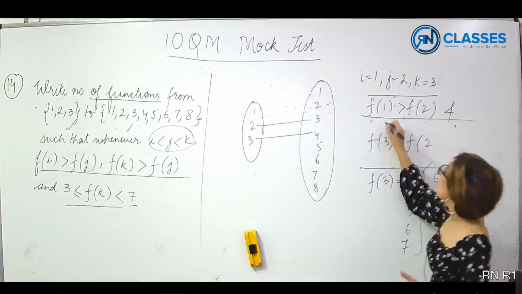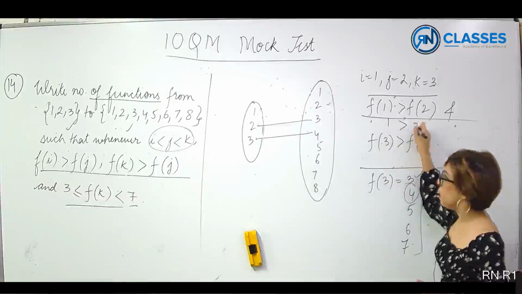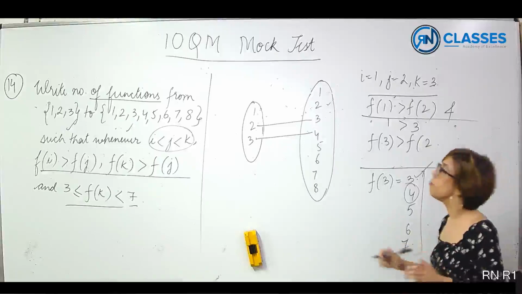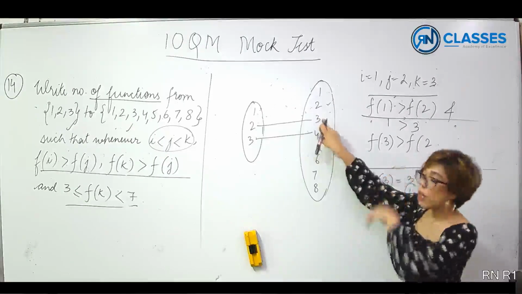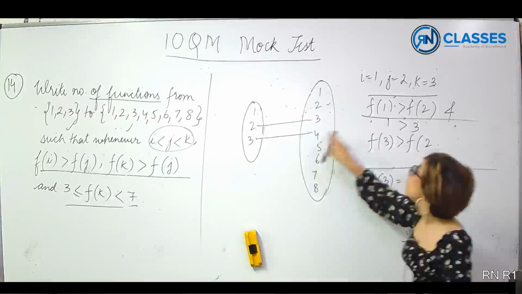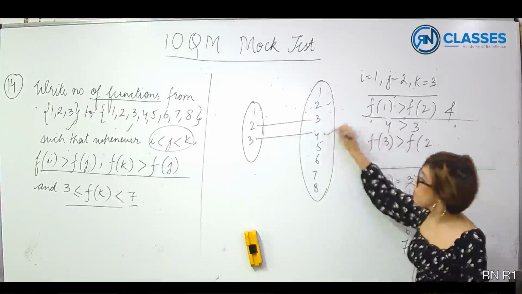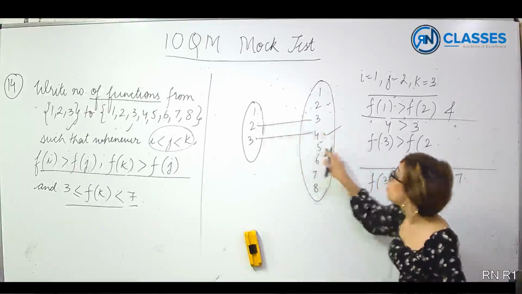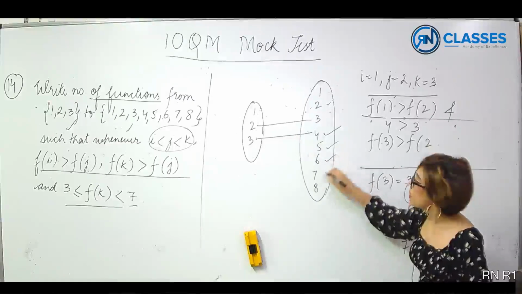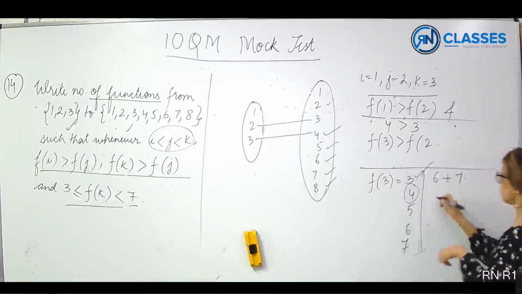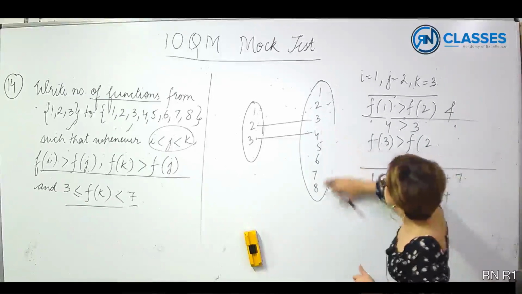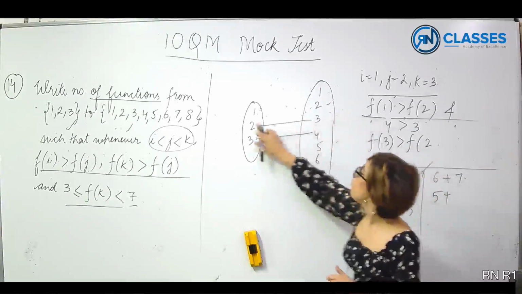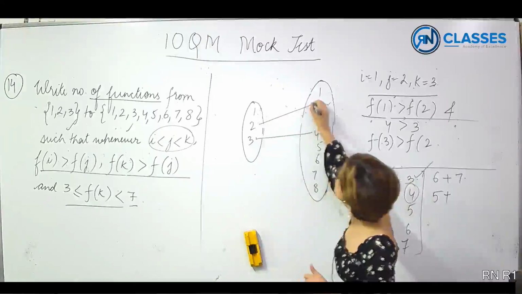Now, in this case, do you think f(1) can be 1? No, because then 1 would be greater than 3, which is obviously not the case. Do you think f(1) can be 2? Again, not satisfied. f(1) can be 3? Again, not satisfied. f(1) equal to 4. Do you think satisfied? Yes. One function. f(1) equal to 5. Another function. 6, 7, 8. 5.